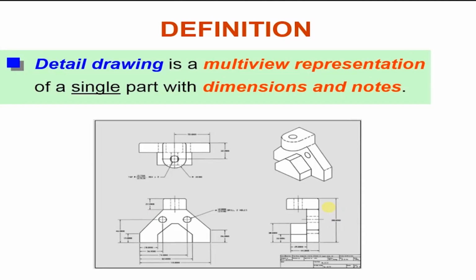The definition of detailed drawing: it is a multi-view representation of a single part, individual part, and we have to show the dimensions and all the notes. And already we know what the dimensions mean and what the note means from a few classes before, and where we have to put it.